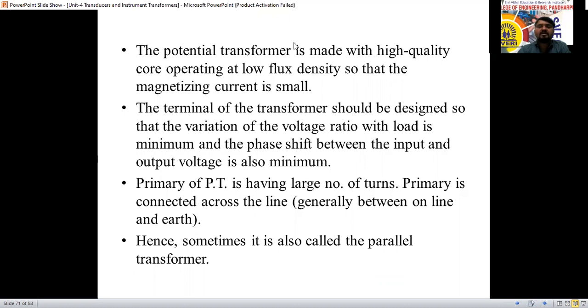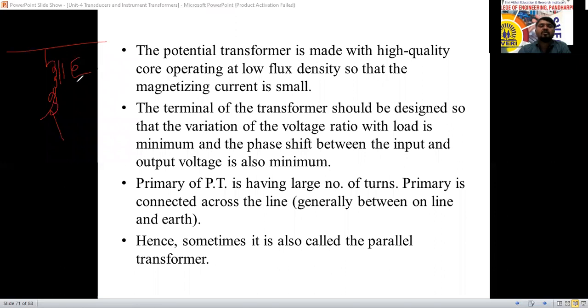This one is connected in parallel with the line here. For that reason, it is also called the parallel transformer. Many primary turns are there, but only a few secondary turns are there.